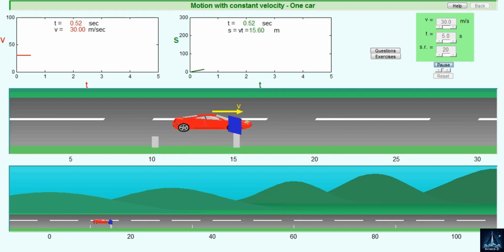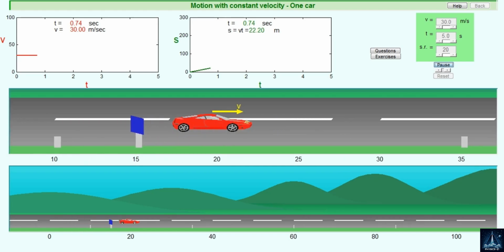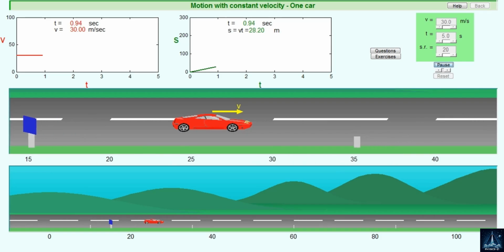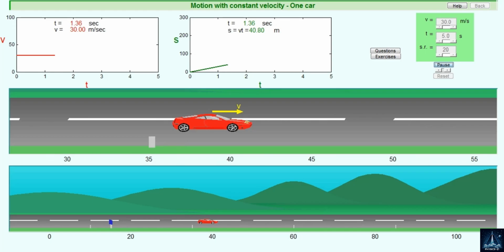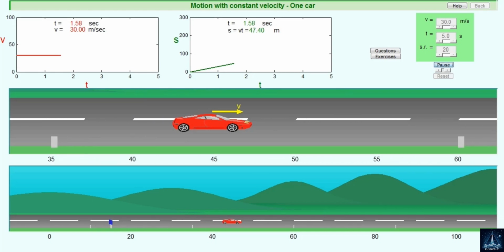We observe the linear and smooth motion of a car. The yellow arrow above the car represents the vector of its velocity. The values of the velocity as well as distance that the car has traveled are shown.